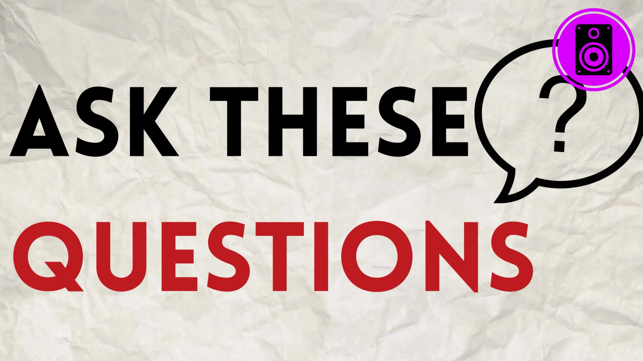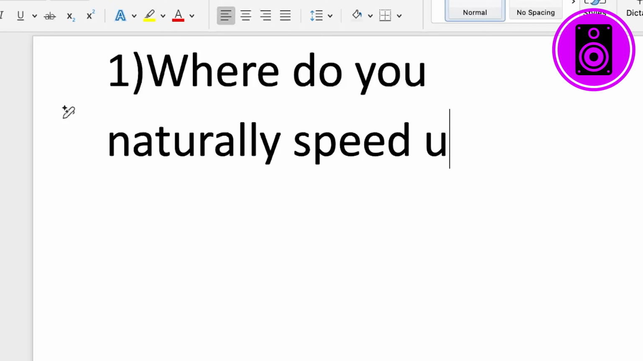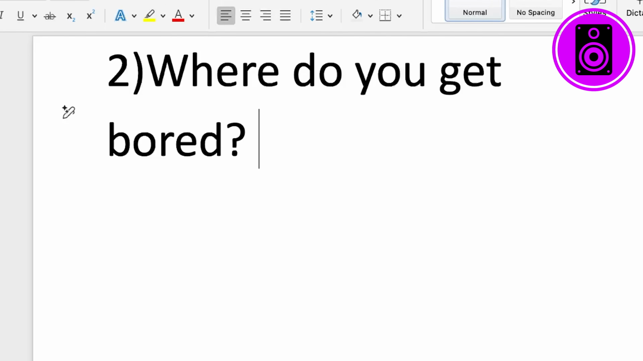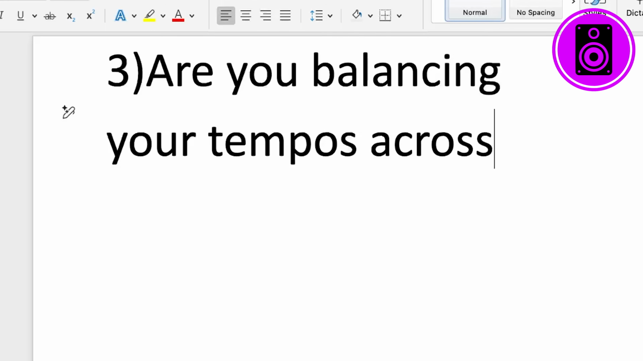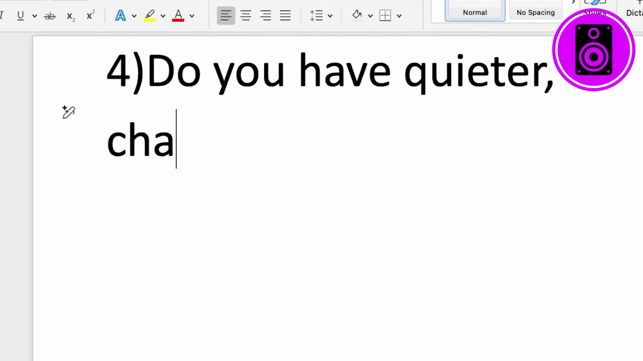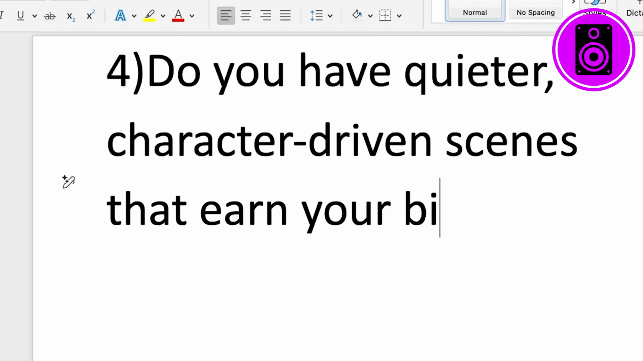Read your work out loud. Where do you naturally speed up? Where do you get bored? The script is telling you where its rhythm is broken. Are you balancing your tempos across the story? Do you have quiet, character-driven scenes that earn your bigger set pieces?